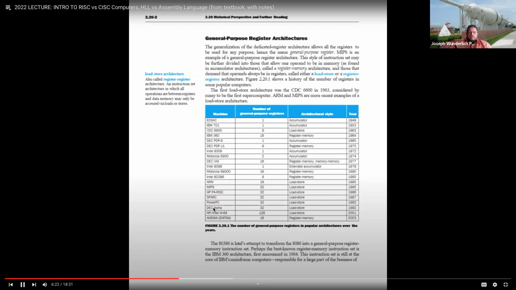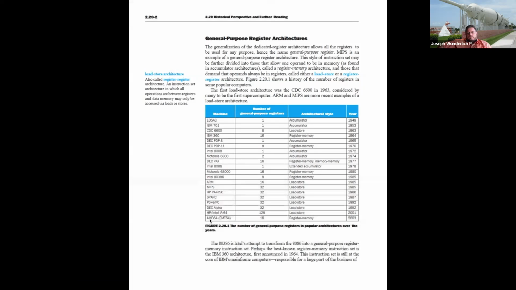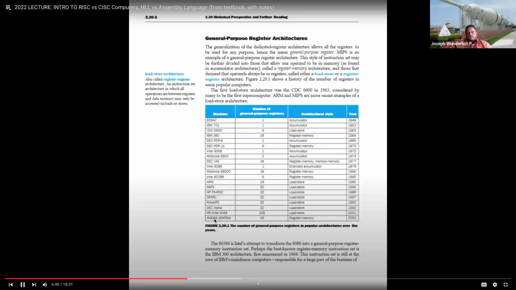And then here's DEC and HP again. HP has always been a very high quality company, maybe not as high quality as they used to be. And then AMD, we've talked about that already. That's essentially a competitor to Intel, however, works with the same instruction set developed by Intel. So that's a little bit of history there.